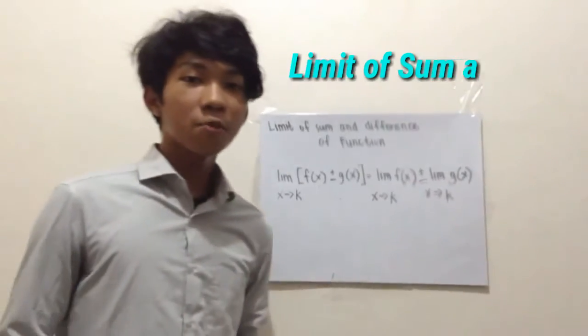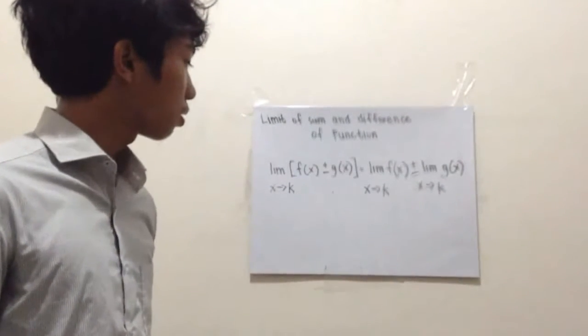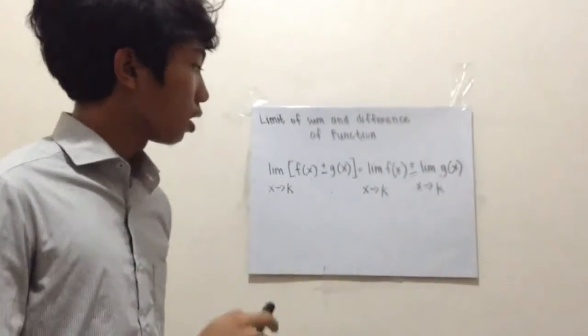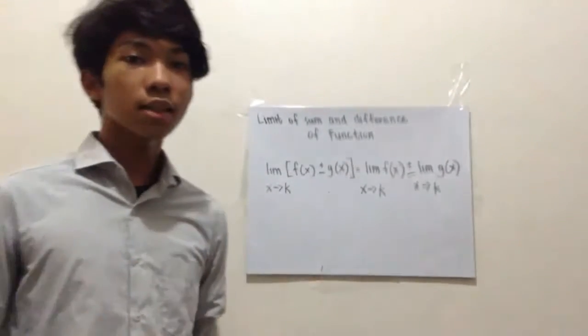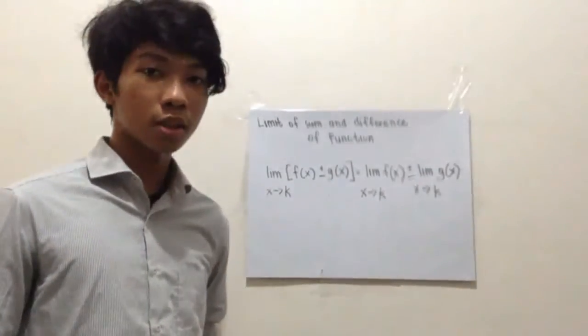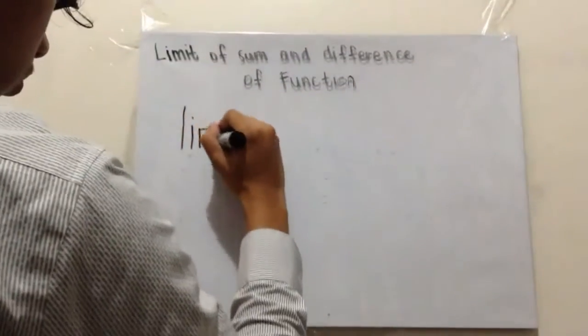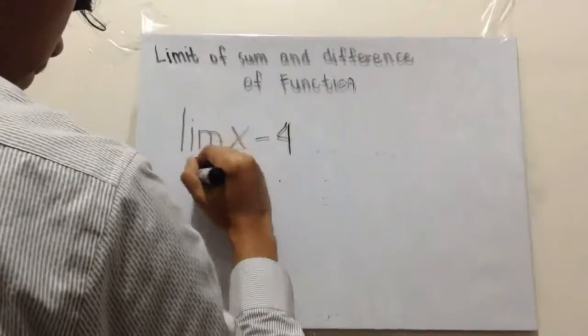So, the limit of the sum and difference of functions is defined as the limit of the two given functions as x approaches any constant is equal to the limit of the first given function as x approaches any constant, added or subtracted to the other given function as x approaches any constant. Now, to fully understand the rules of sum and difference of functions, we have to apply them to a problem.